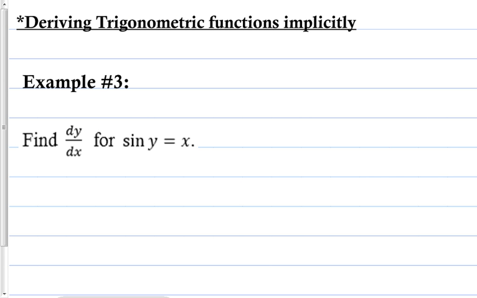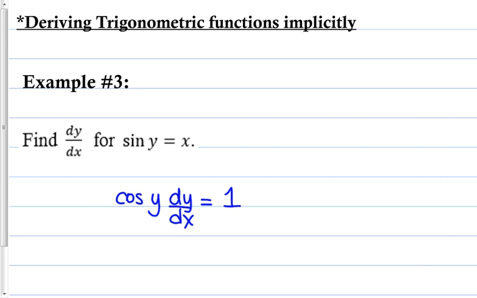All right, deriving trig functions implicitly. So example 3 says find dy/dx for sine of y equals x. So I'm going to do the derivatives like normal. The derivative of sine is cosine. It's just that instead of x, it's a y. So because of that, dy/dx. And then that equals the derivative of x, which is just a 1.